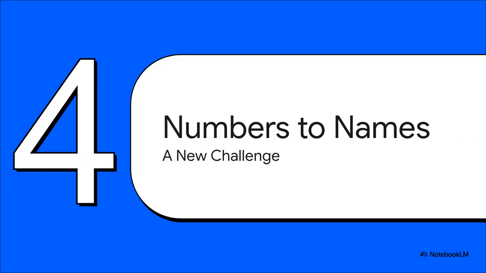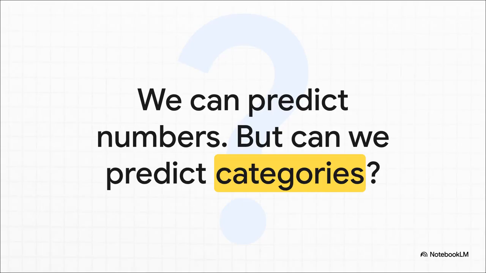Okay, so we've got a handle on predicting numbers. But what about a totally different kind of problem? What about sorting things into categories? Exactly. This is what we call a classification problem. We're not looking for a value on a line anymore. We're trying to assign a label. So can our trusty linear model handle this new job? Well, if you just try the most obvious approach, you run into a really weird problem.